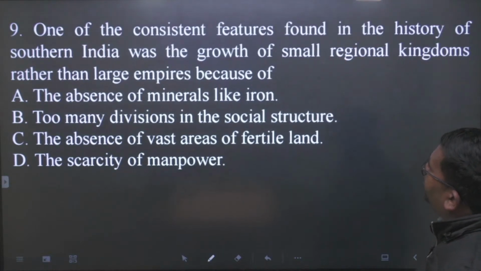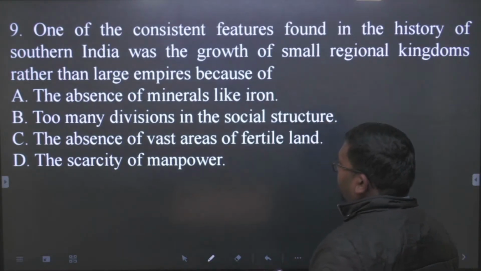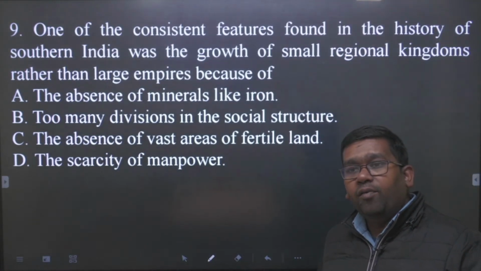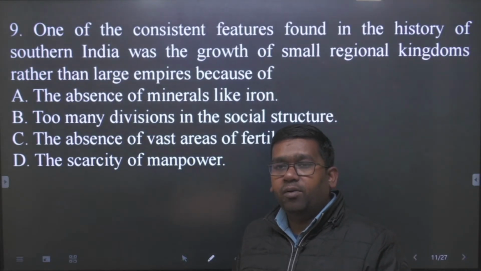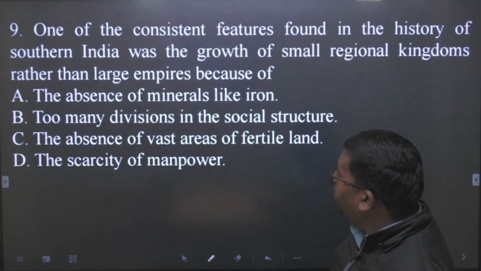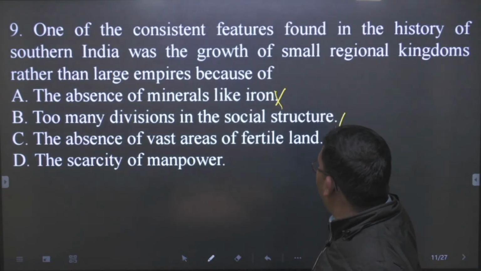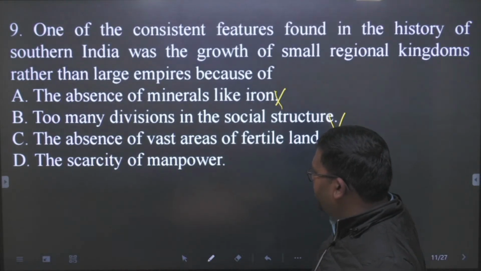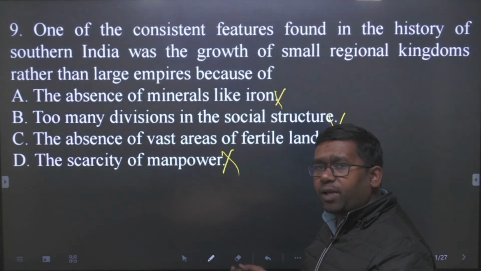Then one of the consistent features found in the history of southern India was the growth of small regional kingdoms rather than large empires because of, right, why the southern Indian states could not form an all India empire, or why southern states could not advance towards North India. So what will be the answer of this question? Simply the absence of minerals like iron? No, it was not absence. Too many divisions in the social structure? No. The absence of vast areas of fertile land? Okay, seems to be a scarcity of manpower? No. We have the Cholas, Rajarajeswar, we have Raja Chola, we have so many people in South India.